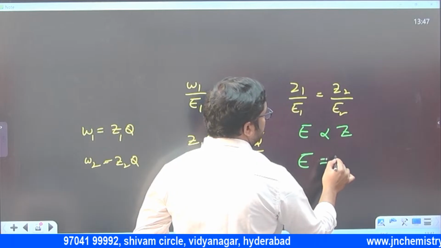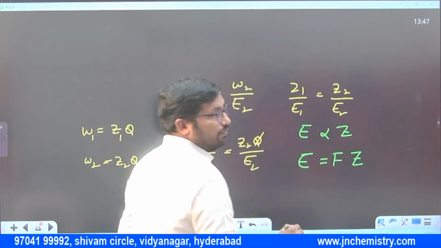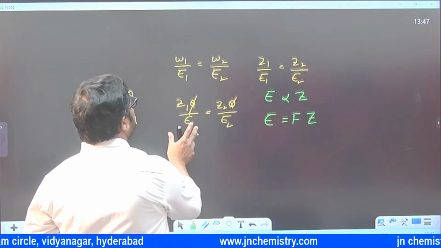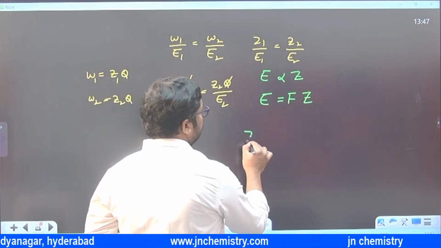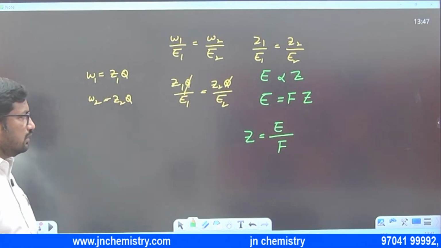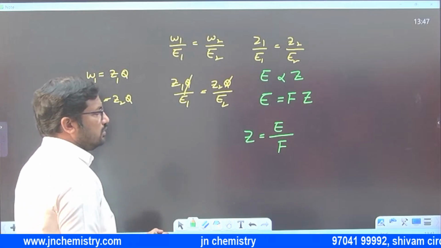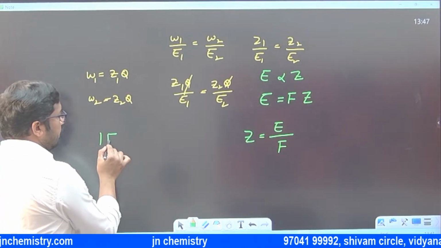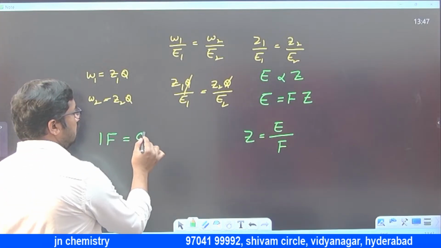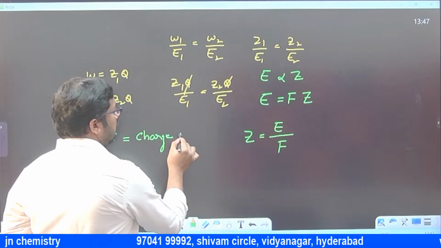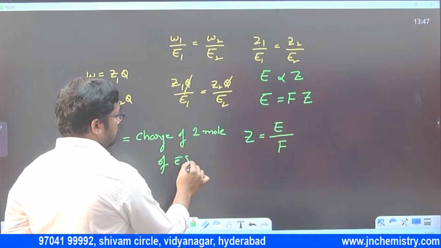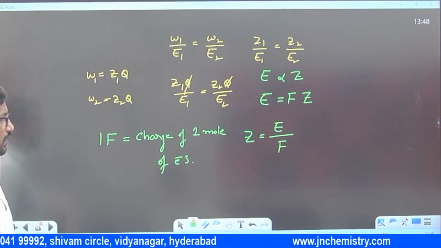E is equal to F times Z. F means what? Faraday. So Z is equal to E by F. What is E? Equivalent weight. So what is Faraday? 1 Faraday is equal to what? Charge of 1 mole of electrons. Write it down: charge of 1 mole of electrons.